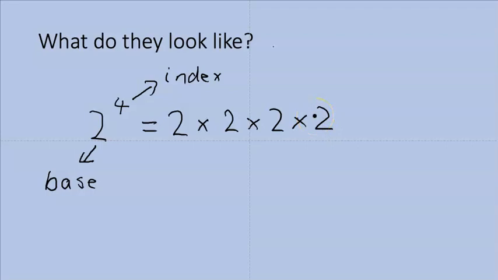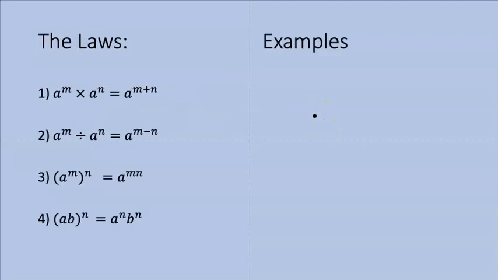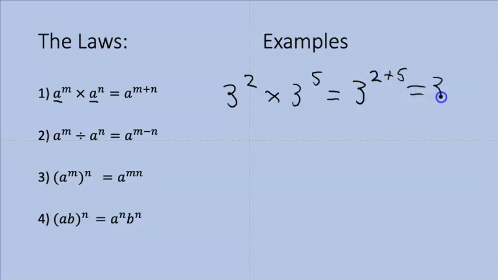Now, in order to use the laws, we're going to have a look at the first one. If I've got base a, and I take it to the power of m and n and multiply together, I just add the indices. So let's say, for example, I've got 3 to the power of 2 times 3 to the power of 5. I multiply them together. That means that the 3 must stay the same, and I just do 2 plus 5. That's just 7. So 3 to the power of 7.